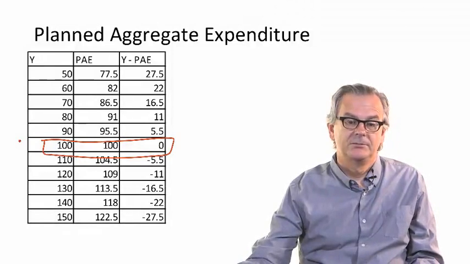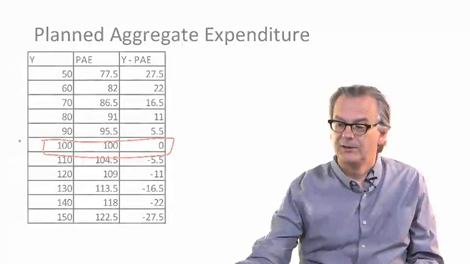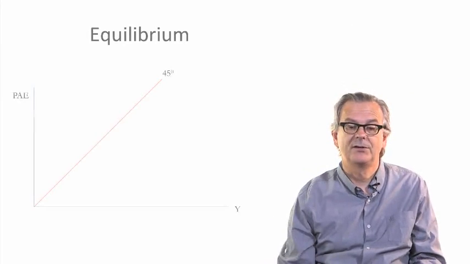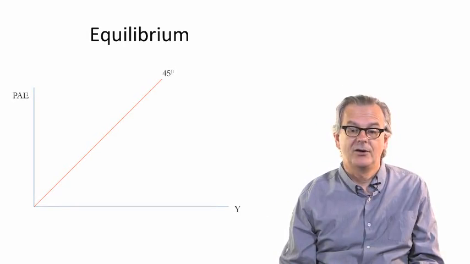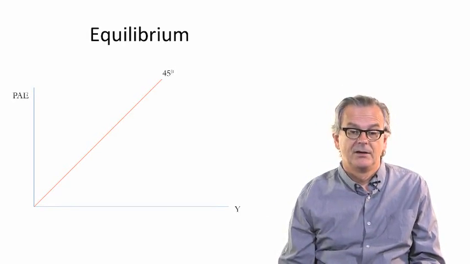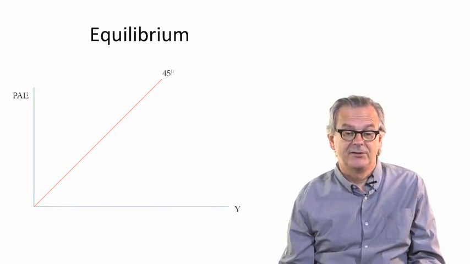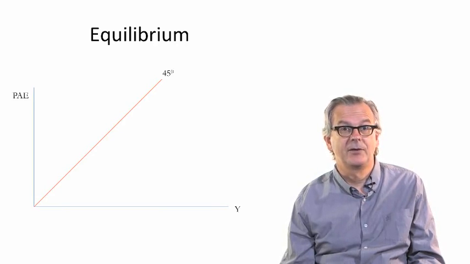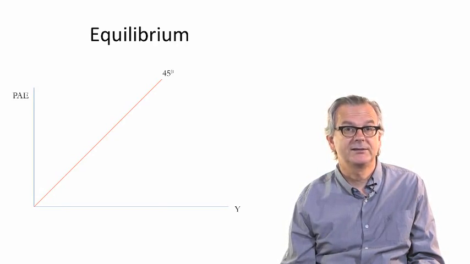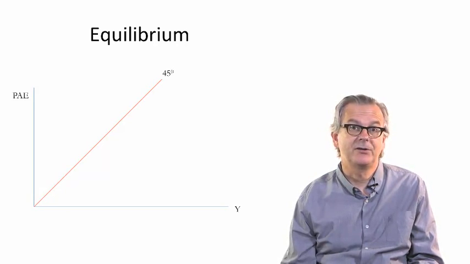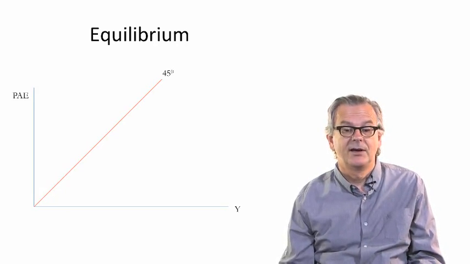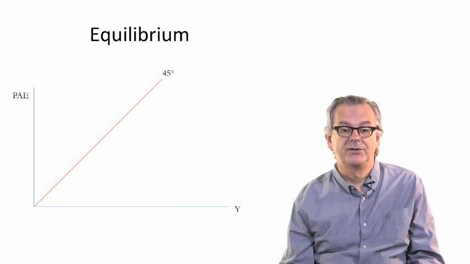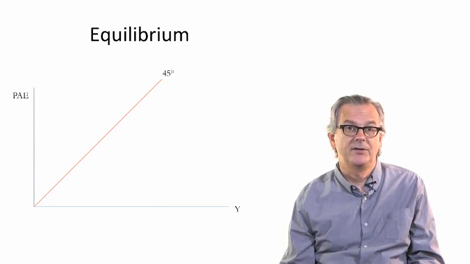It can be a bit cumbersome working with a table like this all the time. So what I want to do is take this information that we've collected about planned aggregate expenditure and illustrate it on a diagram. So the diagram we've already started to construct has planned aggregate expenditure measured on the vertical axis and the economy's GDP measured on the horizontal axis. And then all possible points of equilibrium are represented by points on the 45-degree line.